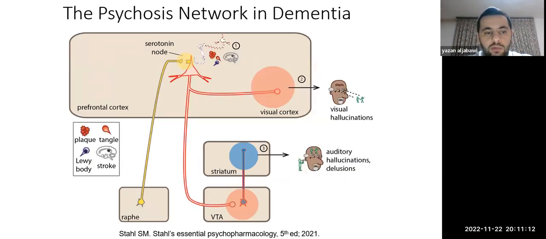But in the case of dementia, we have a disruption in that pathway, caused by the various neuropathological processes we mentioned earlier, like the tangles and the plaques, and from Lewy bodies also, and it could be a stroke. So the disruption in this process could produce the psychotic symptoms we mentioned earlier. If it affects the visual cortex, it will produce visual hallucinations, and if it affects the ventral tegmental area and the striatum, it will produce auditory hallucinations as well as delusions.